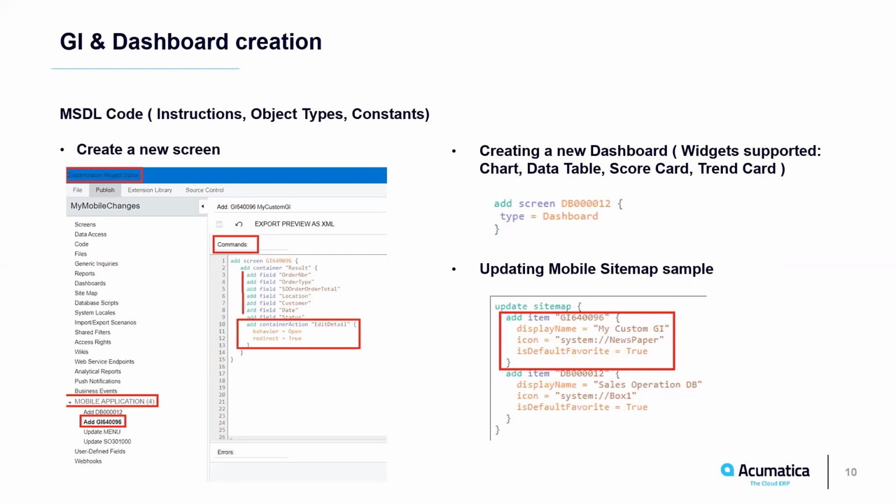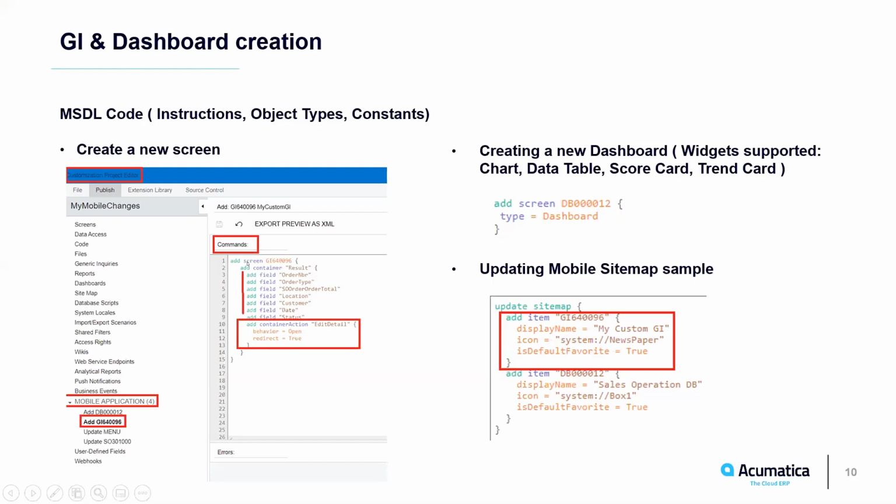On the left side of the screen, we can see the customization project editor tool, and it has here the mobile application section, where you can manage the customization of screens in the Acumatica mobile application. Here you can add, update, or remove screens. Once you have selected a specific screen, then we use the MSDL code in the command section of that mobile screen to make our mobile changes. Here are some code snippets that we will use later in our demo. So I'm gonna go through them quickly now.